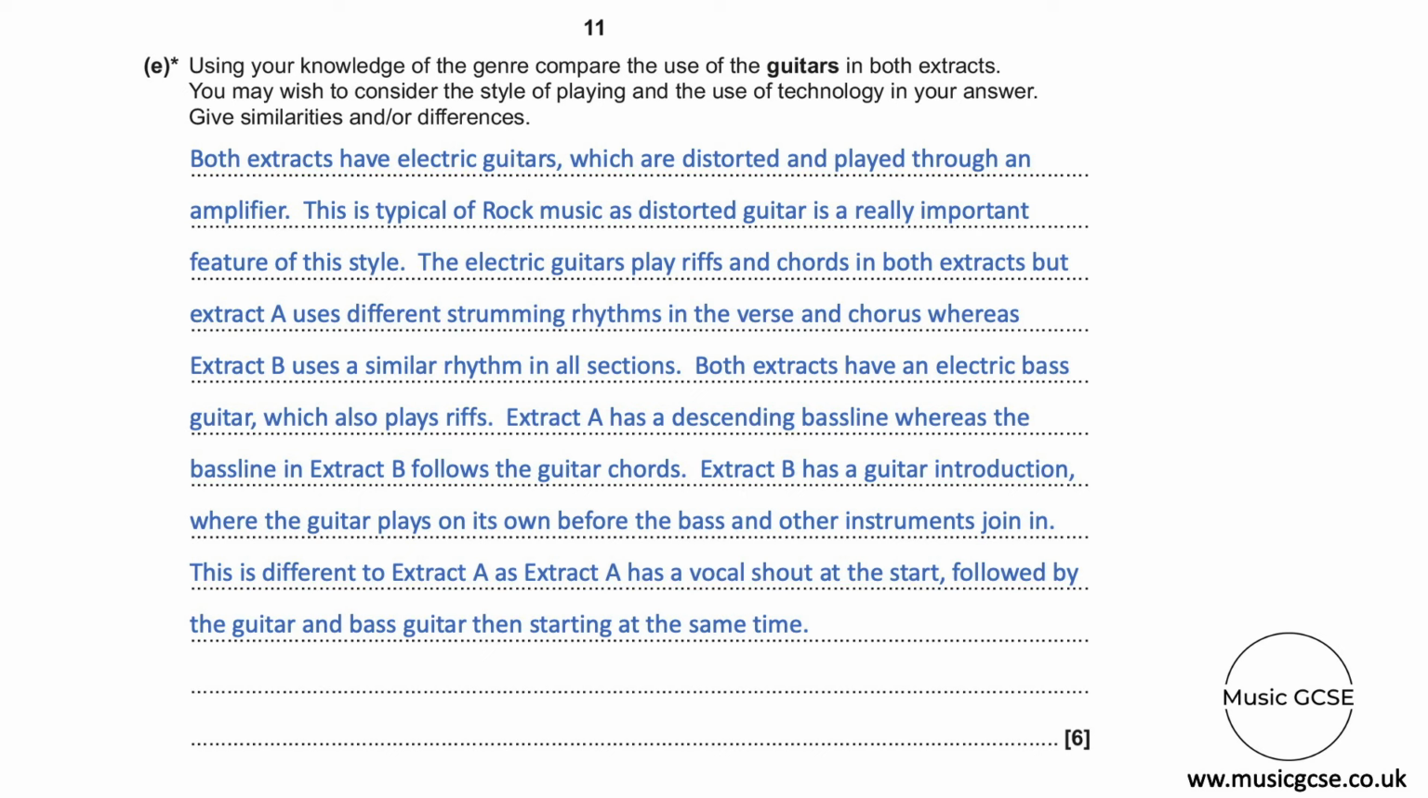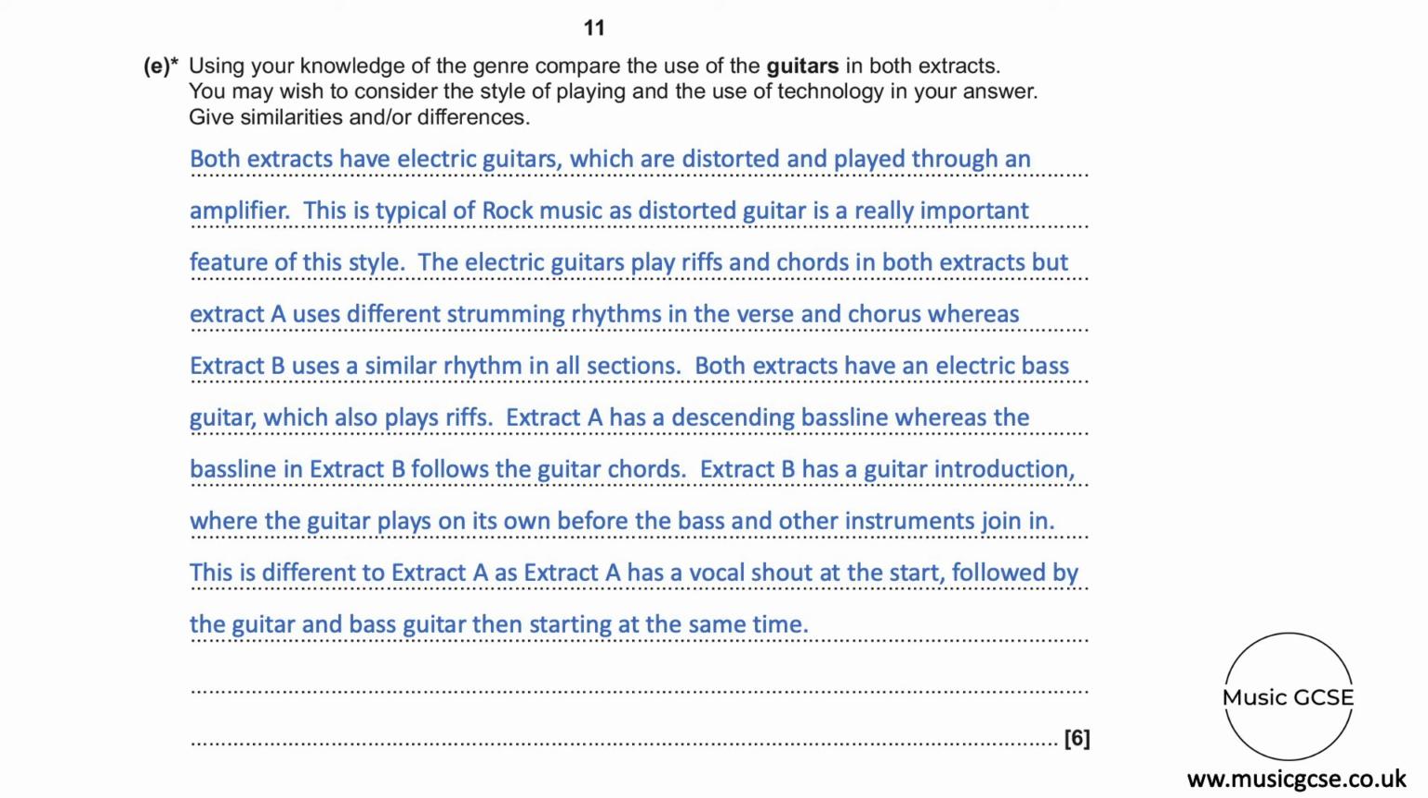Both extracts have an electric bass guitar, which also plays riffs. Extract A has a descending bass line, whereas the bass line in extract B follows the guitar chords. Extract B has a guitar introduction, where the guitar plays on its own before the bass and other instruments join in. This is different to extract A, as extract A has a vocal shout at the start, followed by the guitar and bass guitar then starting at the same time.